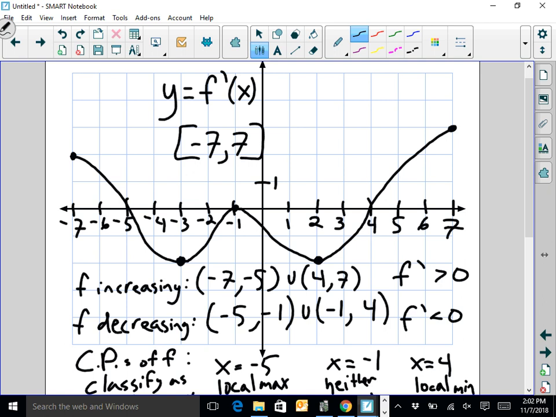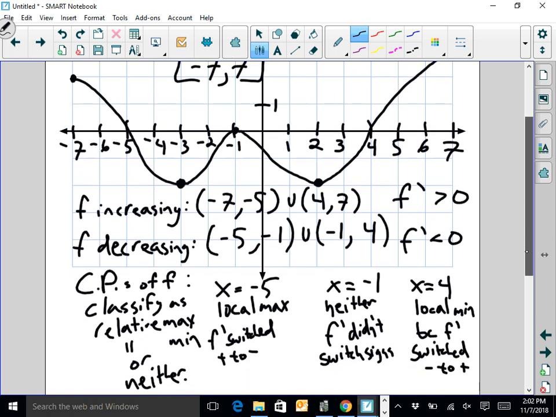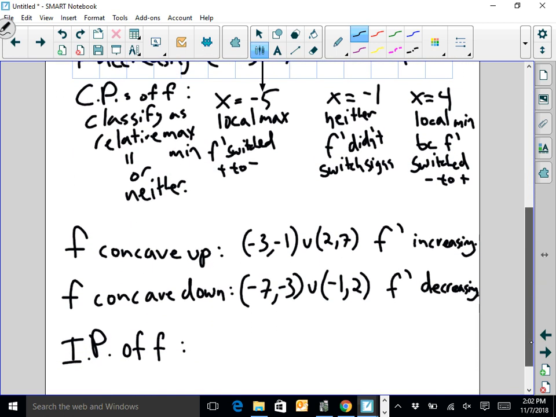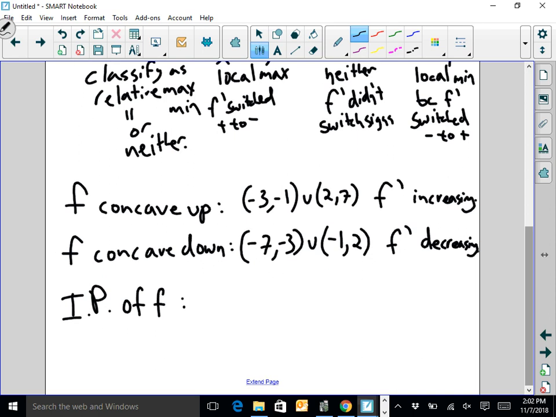Notice, increasing and decreasing are intervals. Concave up, concave down are intervals. Critical points and inflection points are x values. They're not intervals. So x equals -3, -1, and 2. My justification, this is where f prime switches, not signs, but switches from decreasing to increasing.